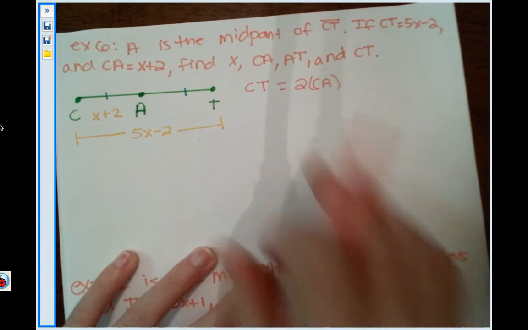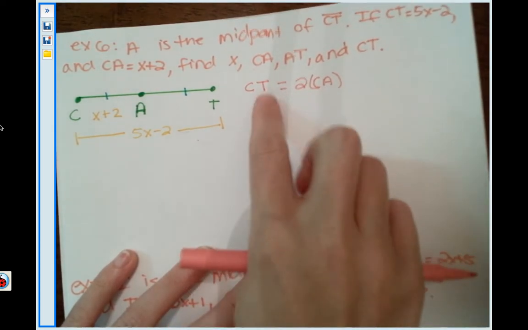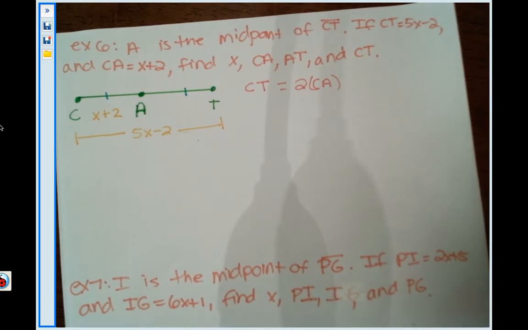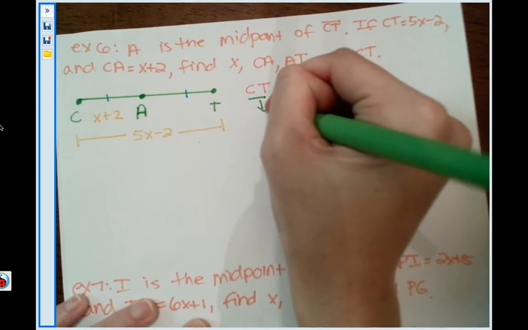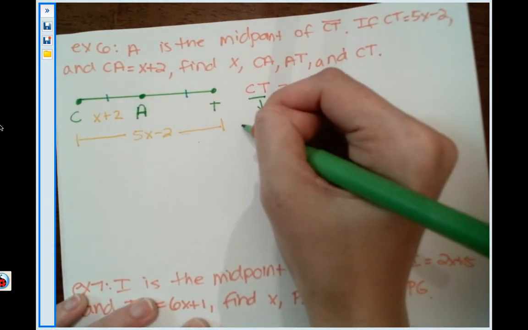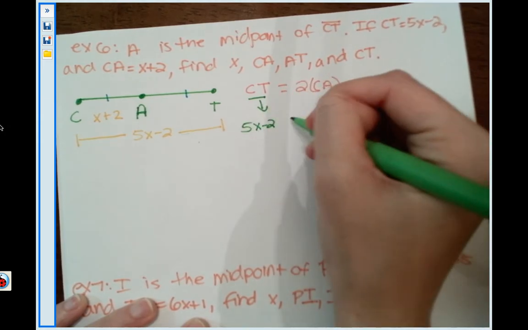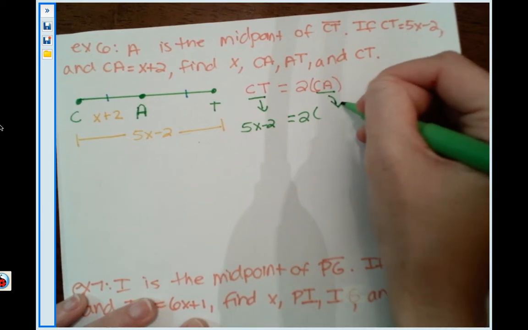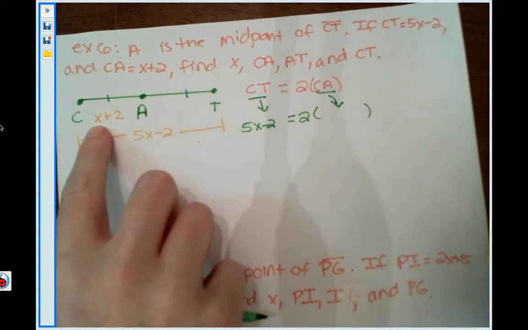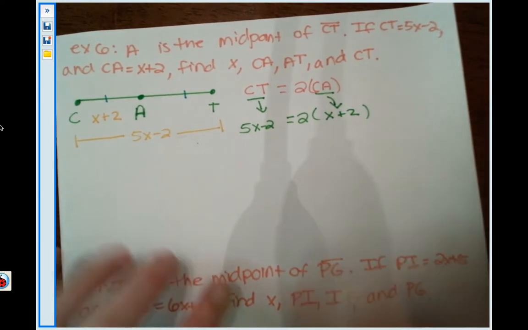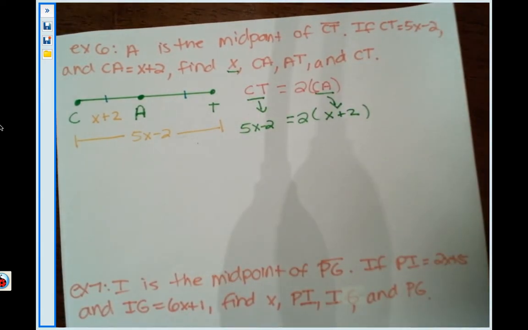When I do this, I always like to write my segment pieces first and then fill in the values for my segments. So now let's solve this thing. I know that CT is 5x minus 2, so I'm going to fill in 5x minus 2 for CT, which equals 2 times CA, which I'm going to fill in right here. CA is x plus 2. Now let's start solving for x.